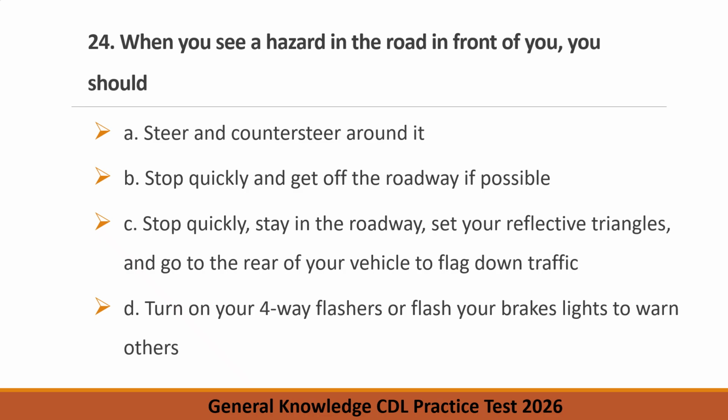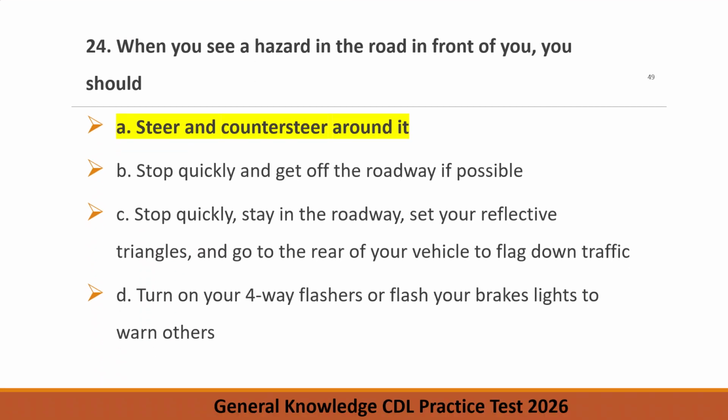24. When you see a hazard in the road in front of you, you should A. Steer and countersteer around it. B. Stop quickly and get off the roadway if possible. C. Stop quickly, stay in the roadway, set your reflective triangles, and go to the rear of your vehicle to flag down traffic. D. Turn on your four-way flashers or flash your brake lights to warn others. Answer, A.